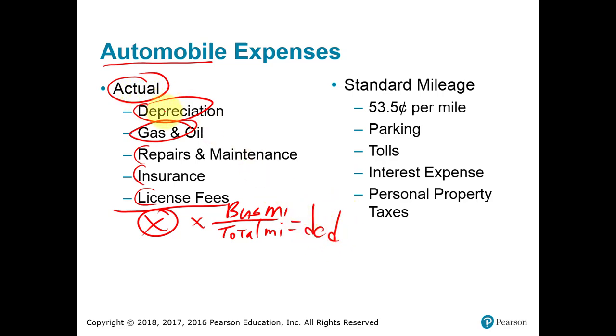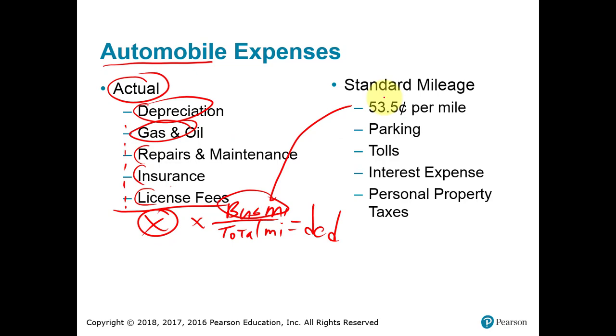Now, instead of keeping track of all the receipts and costs throughout the whole year for these items, what you can do instead is, again, keep a log for your business miles, this number here, and you can multiply it by 53.5 cents for at least the 2017 tax year. So that's going to be an alternate to this actual cost here.